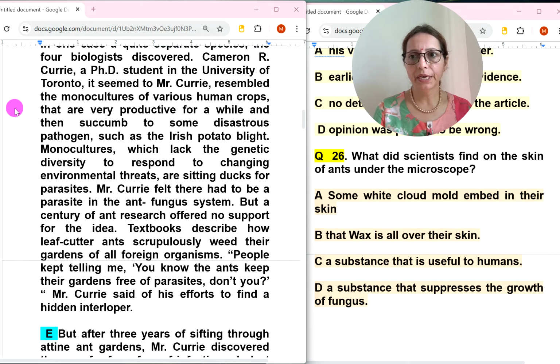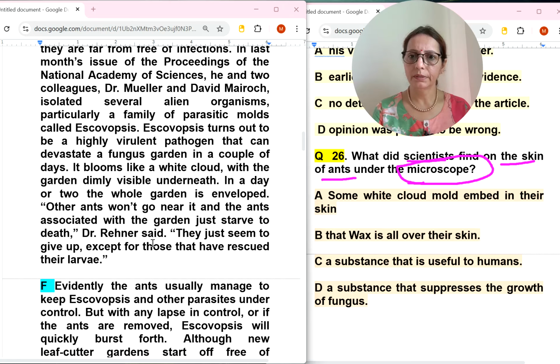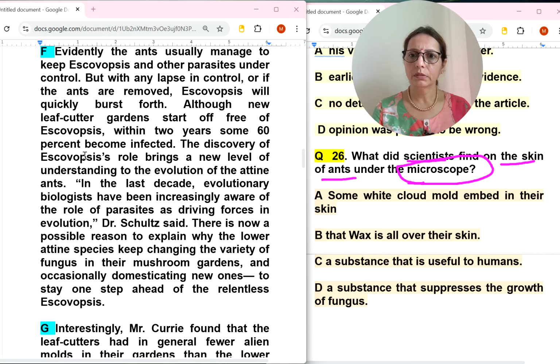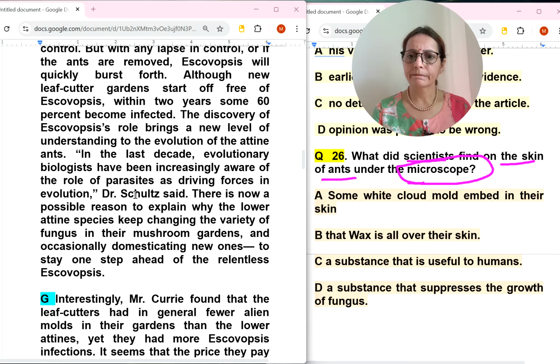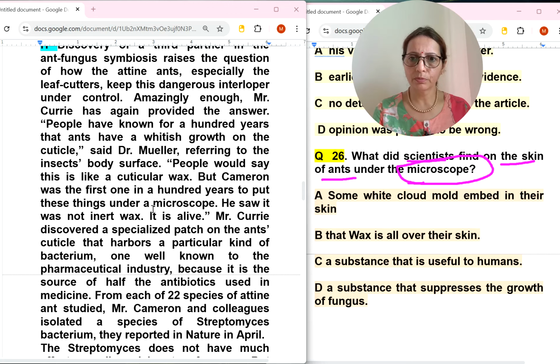So next question we have here. What did scientists find on the skin of ants under microscopes? So microscope, where they were talking. So let's move to the microscope word. Just a minute. While looking for the microscope word, I have found this microscope word here. See this microscope. But Cameroon was the first one in the 100 years to put these things under a microscope. So they are talking about microscope.